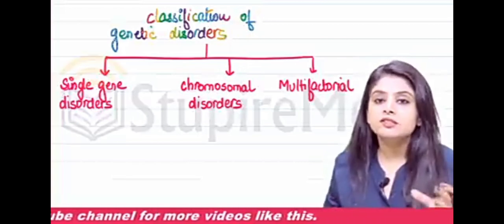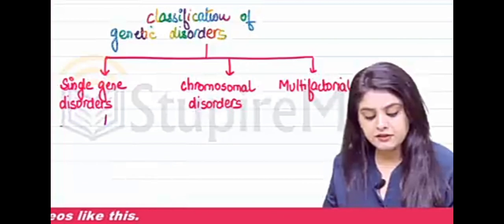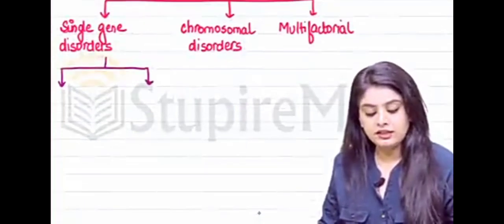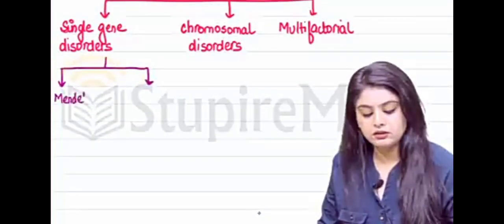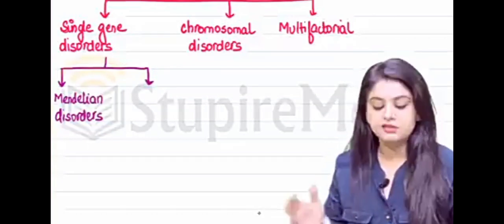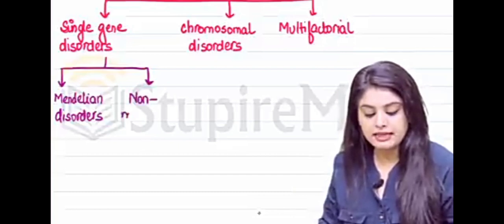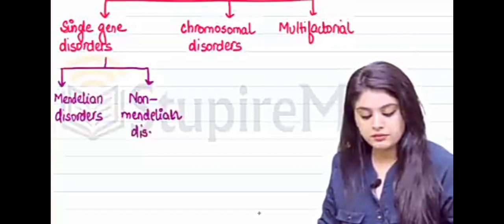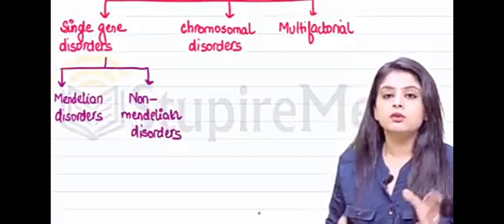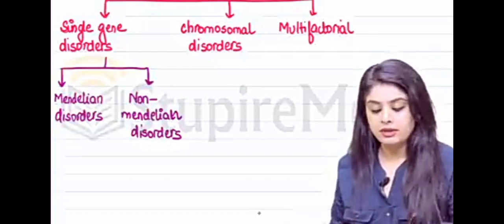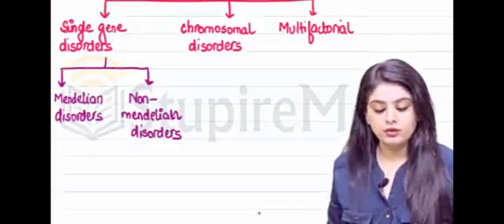When we are talking about single gene disorders, these can further be taken up into two categories. Single gene disorders can either be Mendelian disorders, or the disorders which do not follow the classical Mendelian rules automatically become the non-Mendelian disorders. So, on the basis of whether the disease is following the Mendelian rules or not, we have Mendelian and non-Mendelian disorders. What comes under each one of these?